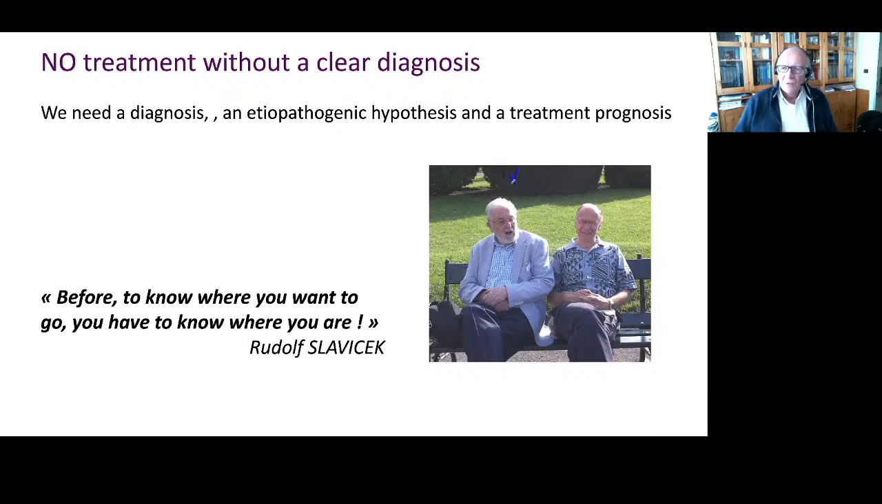Rudolf Slavicek, who is here, and we were in the garden of the Anthropologic Museum of Vienna at this time. Rudolf Slavicek said we need a diagnosis. No treatment without a clear diagnosis. It is like when you are on a boat, before going, we have to know where you want to go. Okay? But before, we have to know where you are. It is a diagnosis.